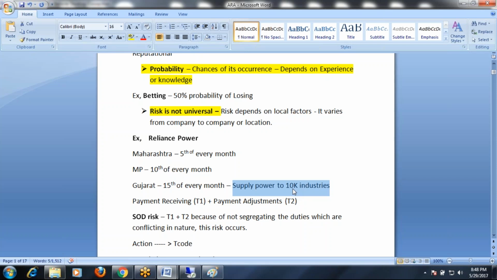So it will be very difficult to track and monitor if the same thing happens here, because there is a huge number of customers, 10,000 industries. Which industry is paying the bill and whose payment is getting adjusted is very difficult to track. So the Gujarat government readily accepted this as a risk, whereas Reliance Power did not. So the decision-making factor to accept something as a risk or not is the number of customers.